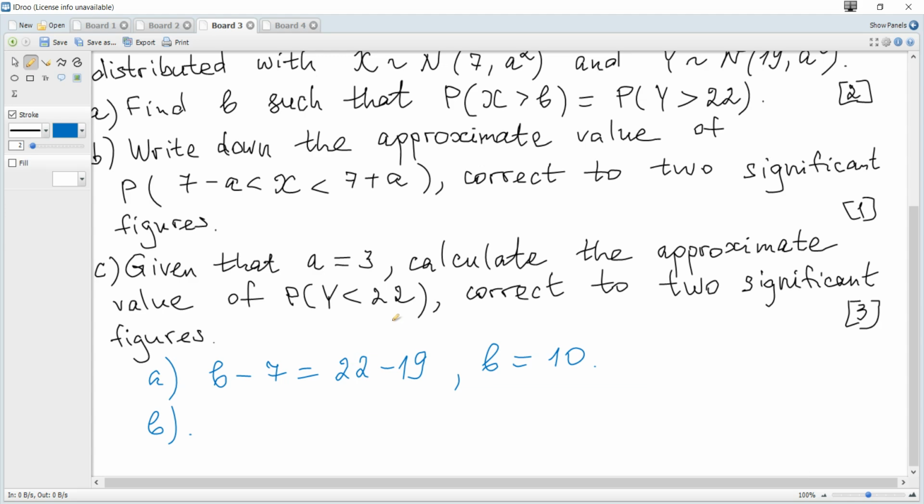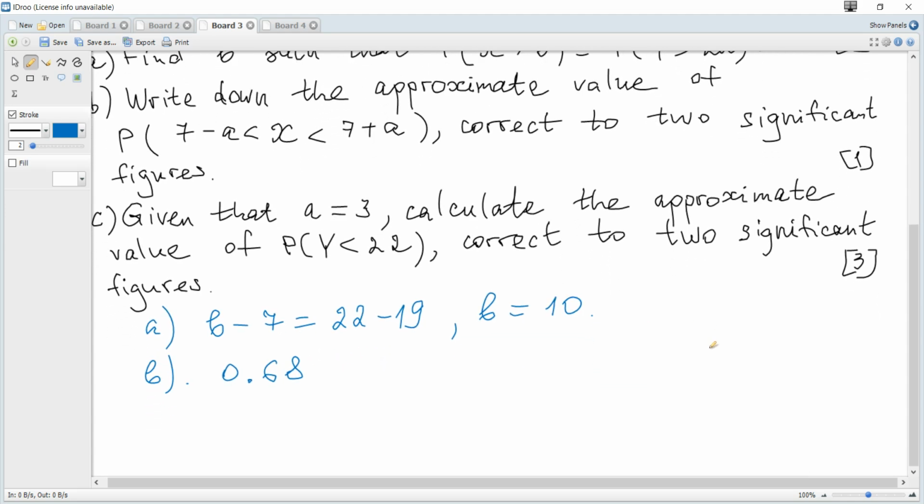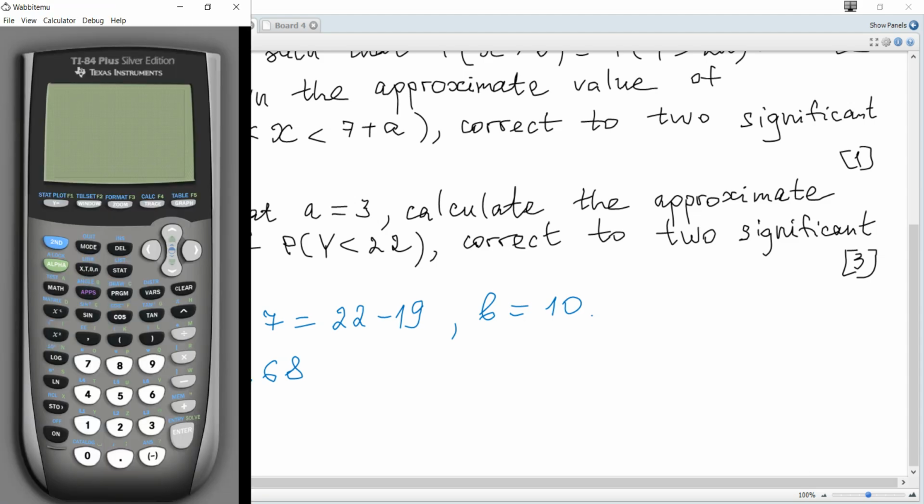Question B. Write down the approximate value of the probability that x is, you can see that it's in between, or within, one standard deviation from the mean. This question is without a calculator, and it is suggested you should remember this value, and it's 0.68, and let's check using a calculator.